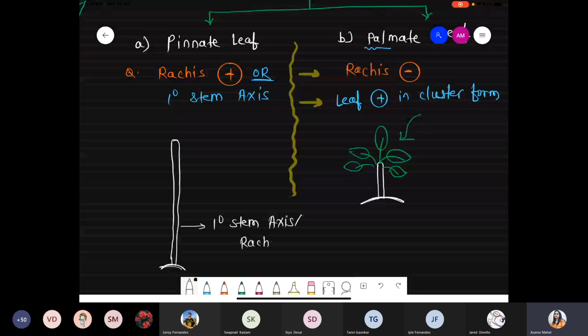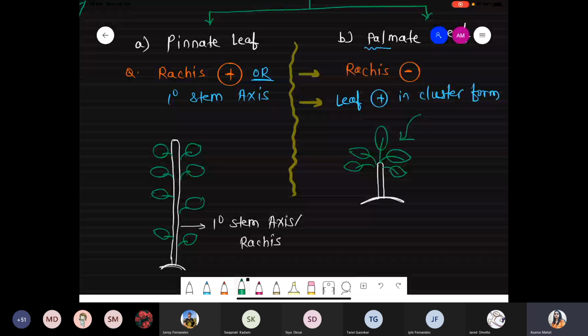Many leaves, but the leaves are not present in a cluster. Many leaves are present in both conditions. That's why we are saying that it is compound. But now what happened? The leaves are not present in a cluster. All over the primary axis, the leaves get spread all over. So what is here? Leaflets are present. Definitely many leaves are present, but they are not present in a clustered form. They are present on the primary stem axis, or in other words they are present on the rachis, right? So that's what is called the pinnate.